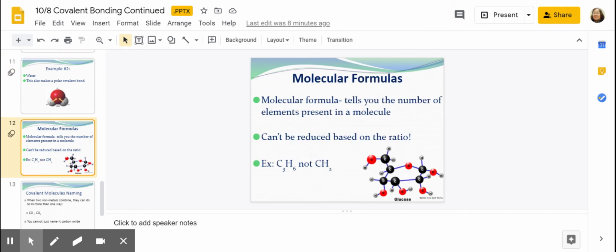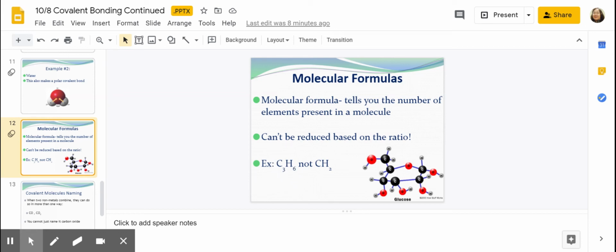Okay, so for covalent compounds or molecules, a compound is basically a molecule that contains multiple atoms. So the formula tells you the number of each element in the molecule. One thing that is different from ionic compounds is that here we are not going to reduce it based on the ratio. Remember in the ionic compounds, I said if magnesium has two and oxygen has two, you can just write magnesium oxide as a 1:1 ratio, like MgO. But here, you cannot simplify it.